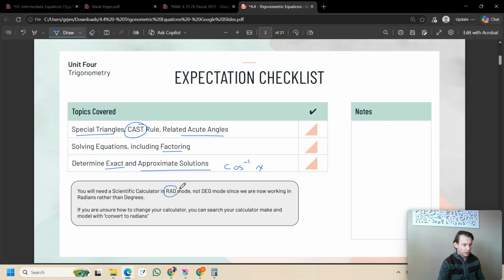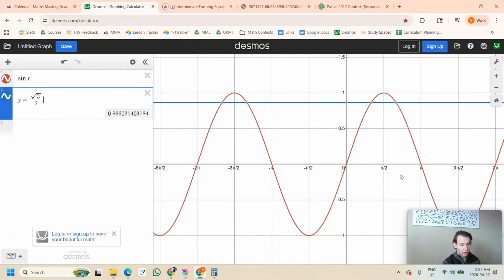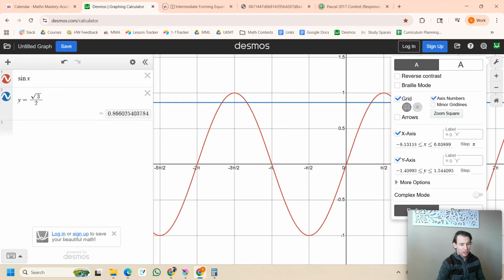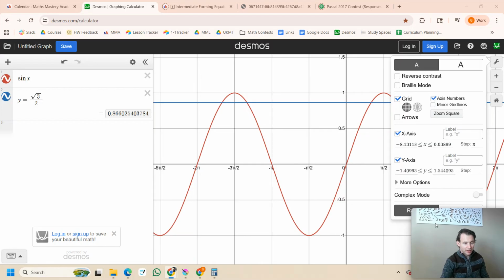Now, get your calculator into radian mode. We're not in degree mode anymore because we're grade 12s, and I just wanted to take a little tour of Desmos and show you how to get Desmos set up for radian mode. Now, Desmos is natively in radians. You can see there, it's in radians.